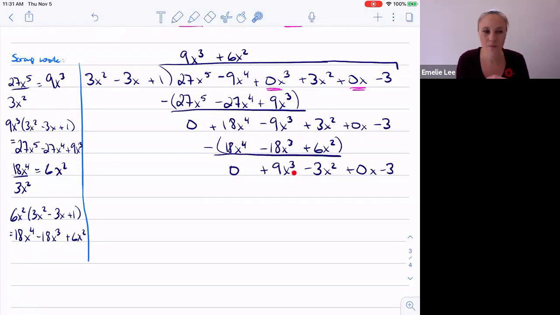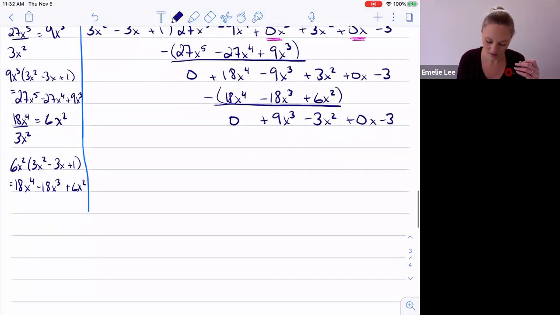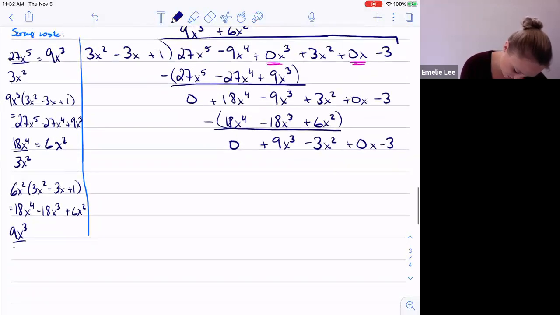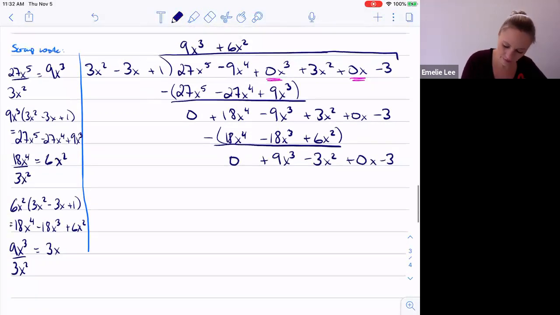Next thing I need to do: 9x to the 3 divided by 3x squared. All right. Slowly, we're probably getting the hang of this, right? If not, you just keep doing more of them until it makes sense. So 9x to the 3 divided by 3x squared makes 3x. Again, 1 degree less than the previous one, so it checks out. Plus 3x.